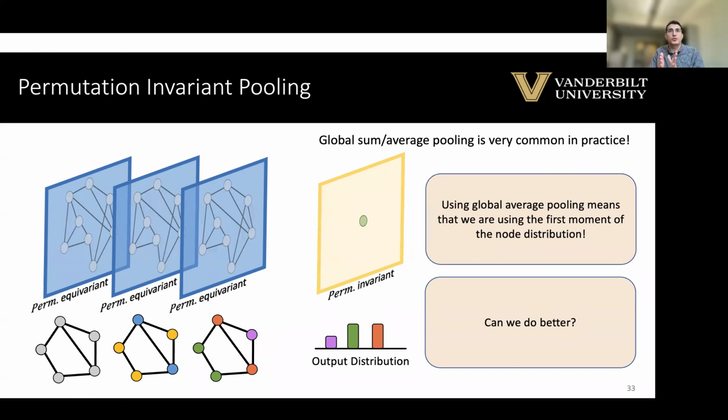We are not going to be able to express the entire distribution. We're going to rely only on the first moment of our distribution if we are using a global average pool, for example, and it discards all the information about the distribution. And one question we can ask here immediately is, can we do any better?